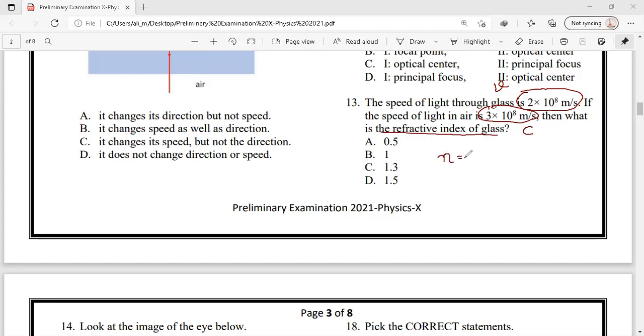If we recall the formula of refractive index, it equals C over V. So the value of C is 3 exponent 8 and the value of V is 2 exponent 8. So 3 over 2 will become 1.5. So the correct answer for question number 13 is option D.